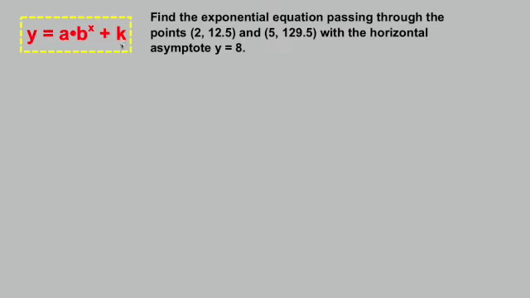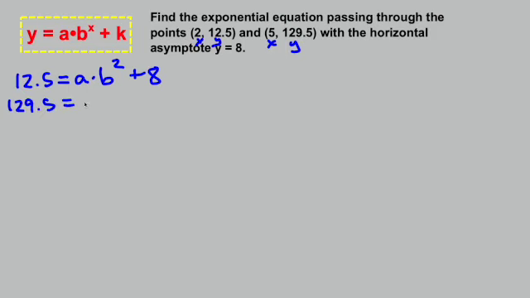Let's go ahead and write our 2 equations. So the first one that we have our x and our y right here. So that means we're going to say 12.5 equals a times b squared, and then we're going to go ahead and say plus 8. With our second equation, same thing over here. We're going to say 129.5 equals a times b to the 5th power plus 8.